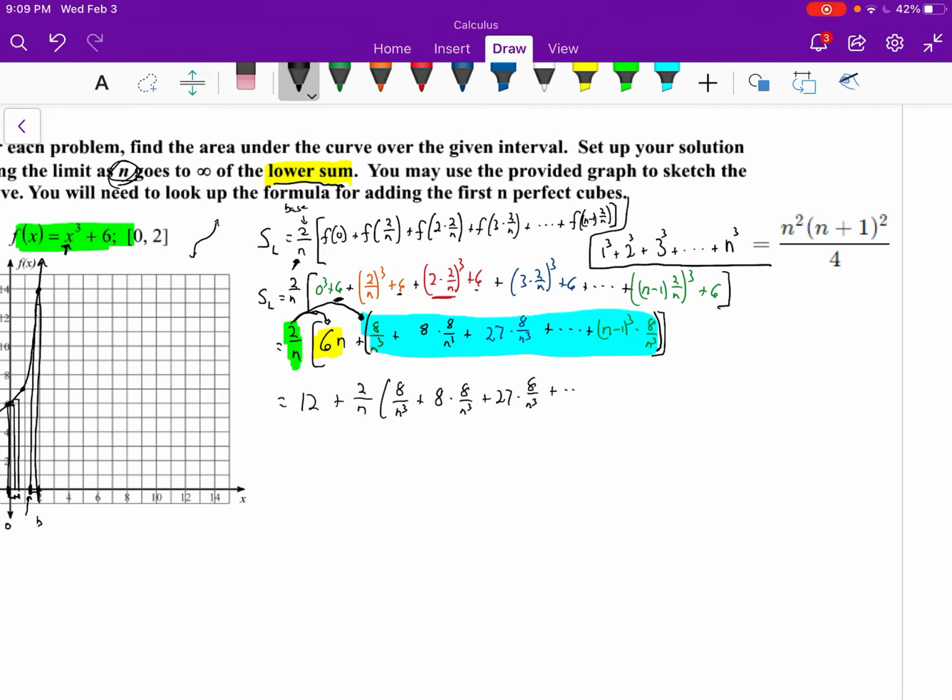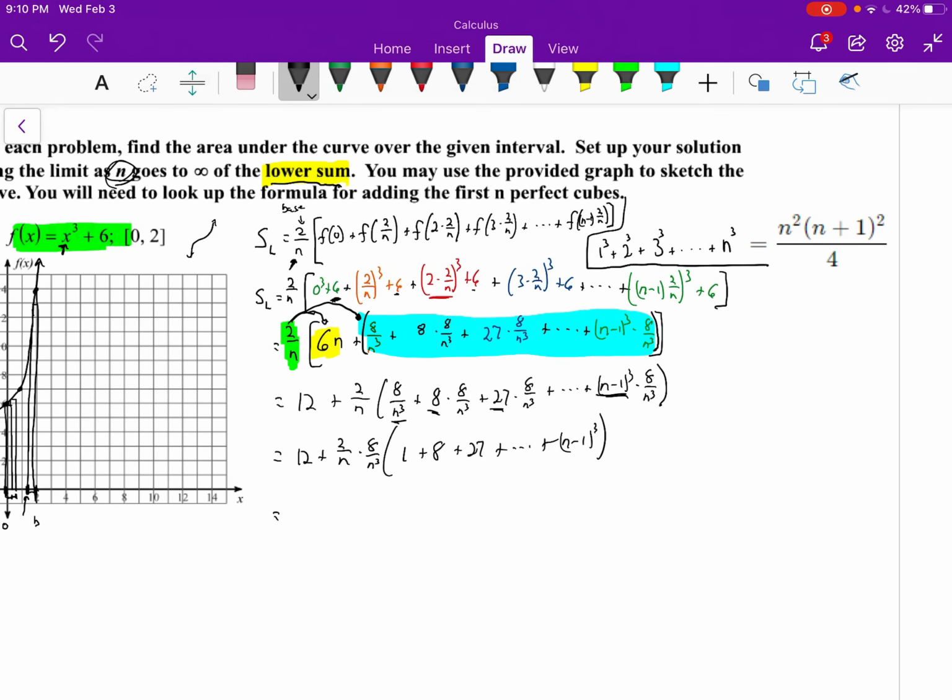Because what we're going to see here is that there's an 8 over n cubed in each one of these terms. And so we still have our 12, we have our 2 over n, and then we're going to factor out an 8 over n cubed, because there's one of those in each term, and we end up with 1. From here, we got a 1 plus 8 plus 27 plus n minus 1 cubed. So this is 12 plus 16 over n to the 4th times 1 plus 8 plus 27 plus n minus 1 cubed. And we're going to notice what's in these parentheses that I'm highlighting is the sum of the first n cubes.